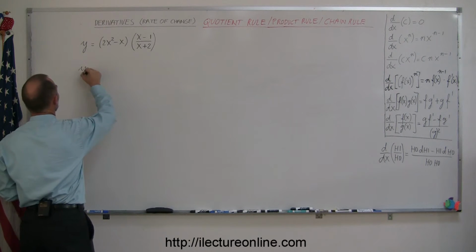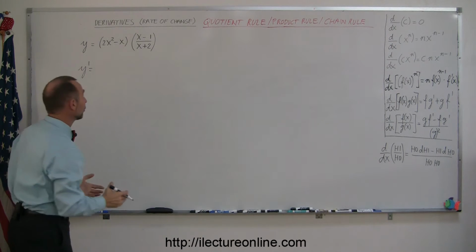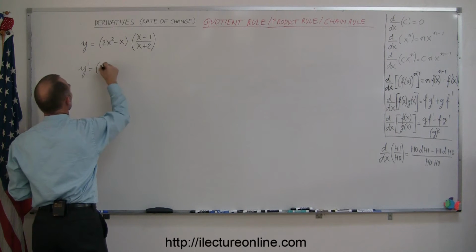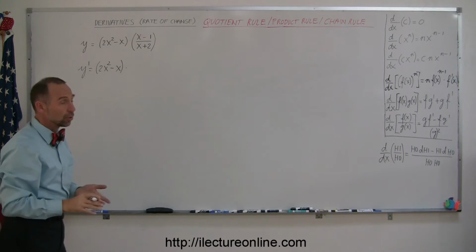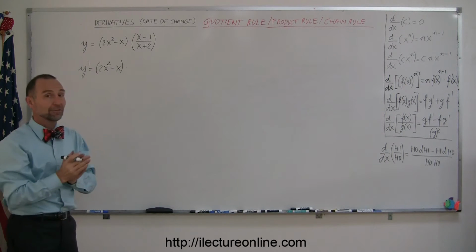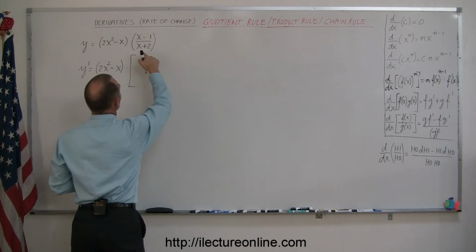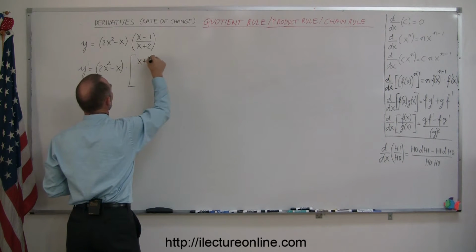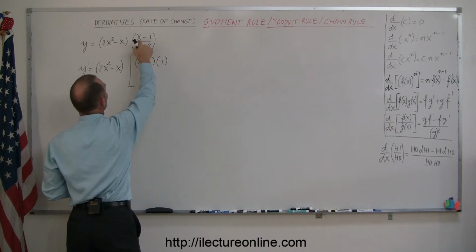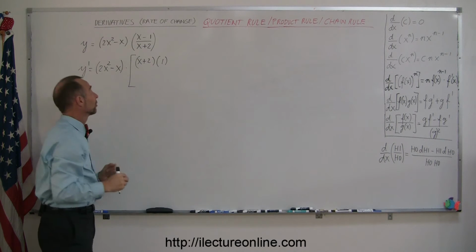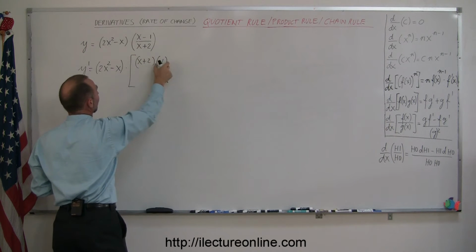So you want to take the derivative, y prime, and you have this multiplied times this. So you're going to use the product rule first. You take the first, which is 2x squared minus x, times the derivative of the second. Now, the second is a quotient, so to take the derivative of that, you have to use the quotient rule, which means you're going to take the denominator, x plus 2, times the derivative of the numerator, which in this case is simply a 1, because the derivative of x is 1, and the derivative of 1 is 0, so that simply is 1.